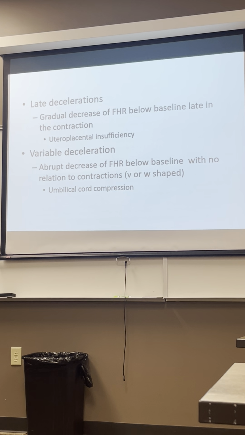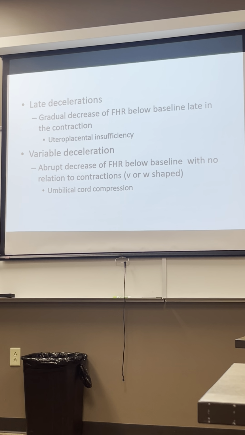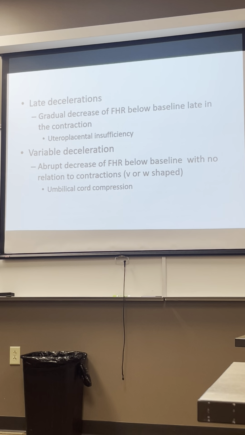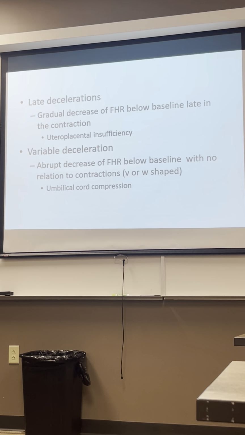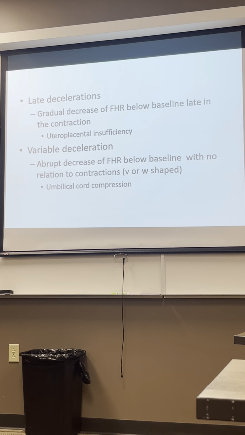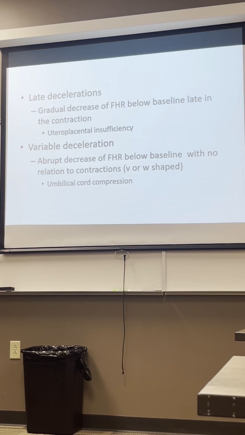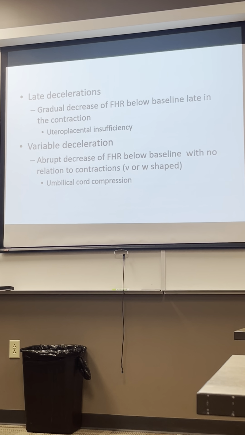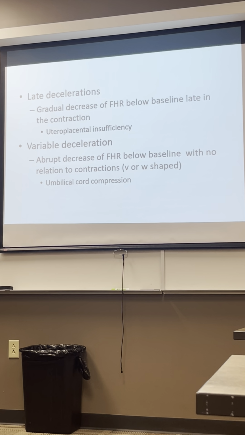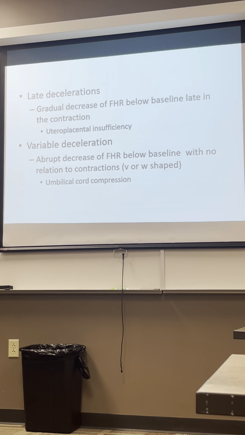Late decelerations: gradual decrease in fetal heart rate below baseline late in the contraction that doesn't return until after the contraction is done. Uteroplacental insufficiency. So this is turn her on her side, increase IV fluid, oxygen, decrease or stop Pitocin. Variables is umbilical cord compression. So decrease in fetal heart rate with no relation to contractions. So with that, just turn her side to side, or we can use amnio infusion.